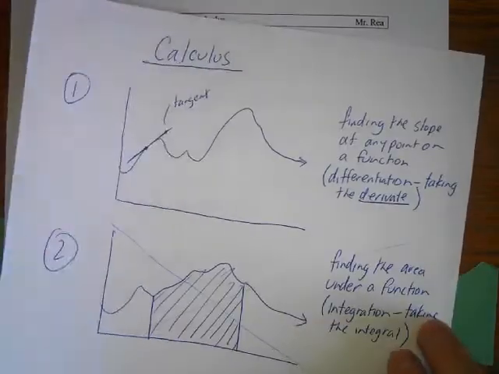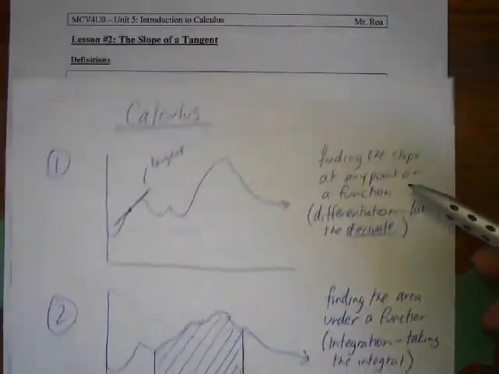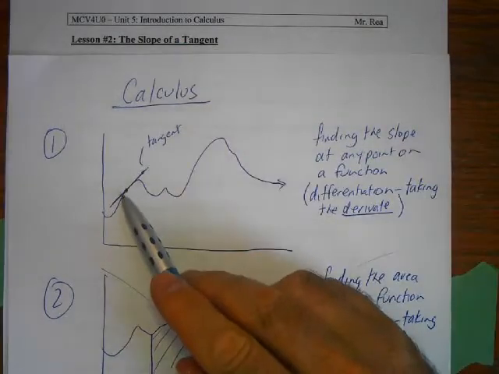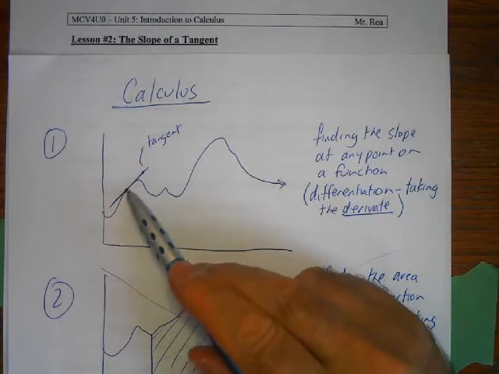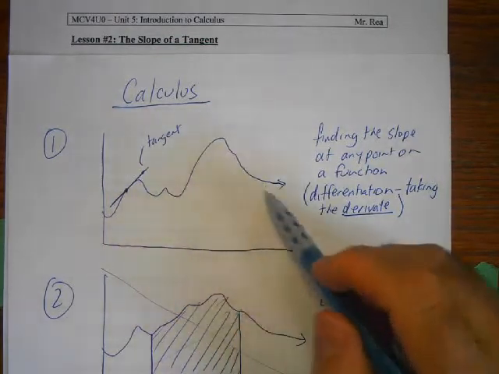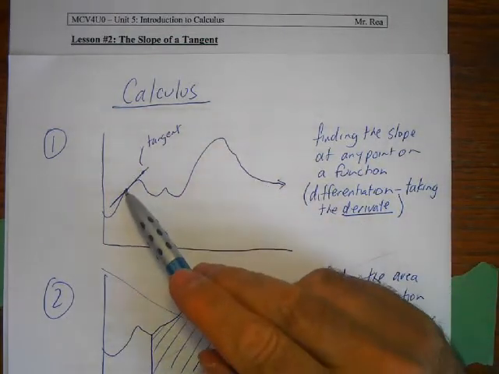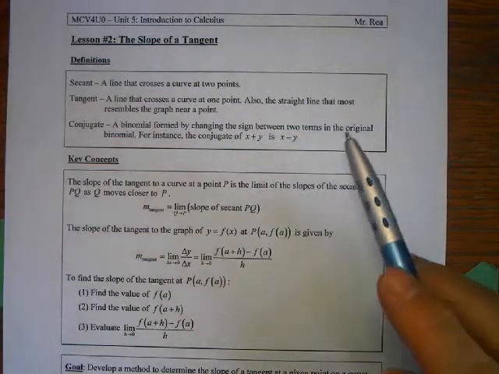My initial description of calculus, we're doing the slope of a tangent. That's exactly what I was talking about here. We're finding the tangent line at any point along a function or curve, finding the slope of that. So that's what this lesson is introducing.